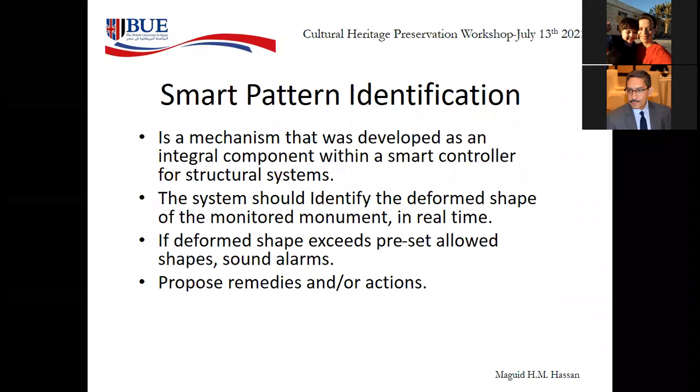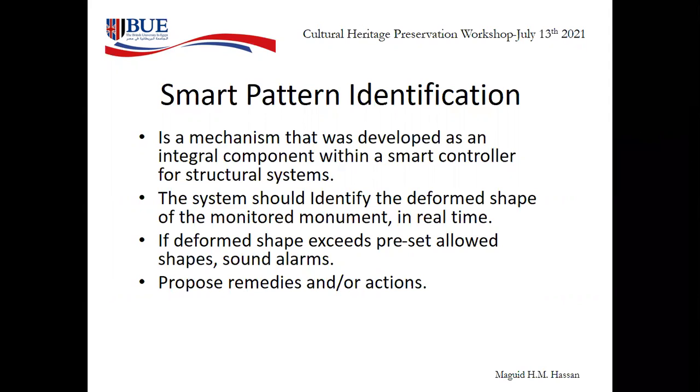So now I'm going to spend some time presenting the concept of pattern identification, and we refer to it usually as abstract pattern or shape identification. This is a mechanism that was developed as an integral component within a smart controller for structural systems. And the concept is that it identifies the abstract shape of a structure in real time during, let's say, an earthquake event, and sends this shape to a controller that can actually introduce signals to a set of dampers.